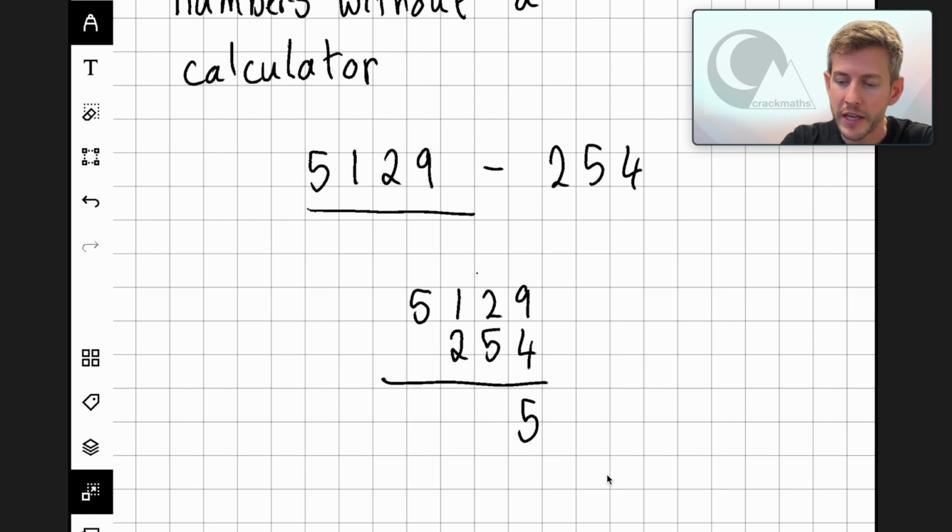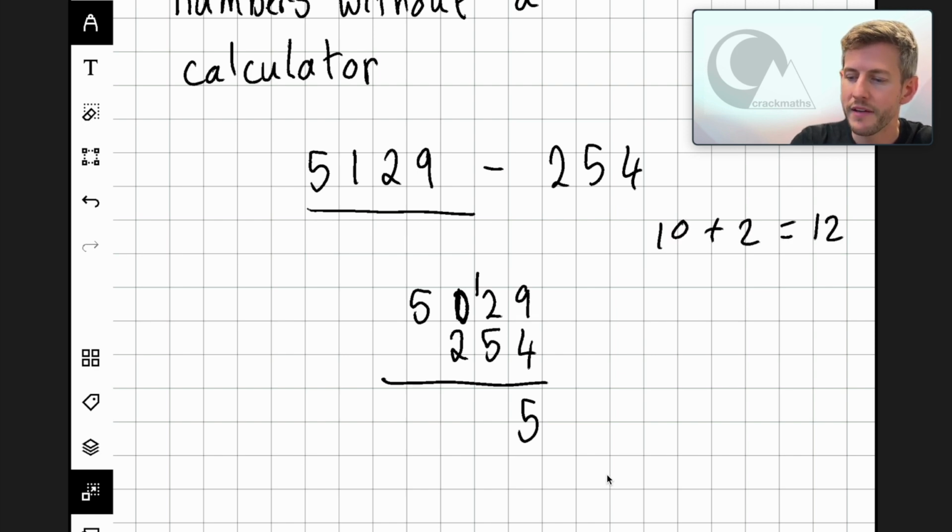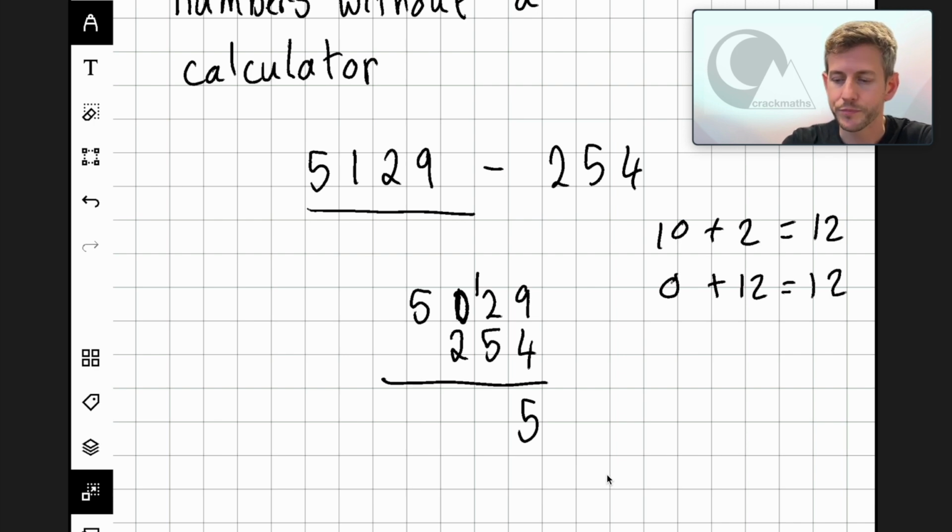But if I'm thinking about this as being a 12, I'm going to have to think of this as being a 0. Because before they were 10 plus 2, which makes 12. And now they're 0 plus 12, which makes 12. So I've got 12 take away 5. 12 take away 5 is 7.